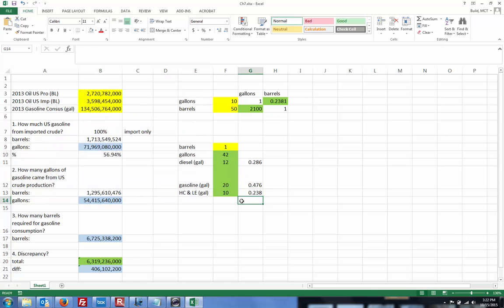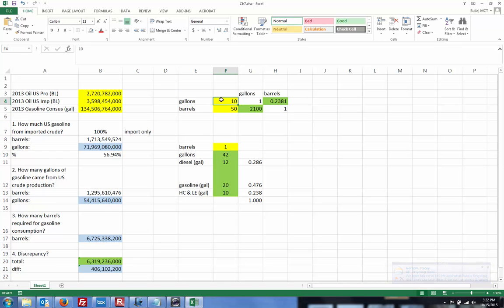As a double check, you can come in and say equals the sum of these 3 numbers, close paren, make sure that everything adds up to 1. It's just good accounting practice in general. I also put in a little conversion table up here. As you can see, I used yellow for input cells.